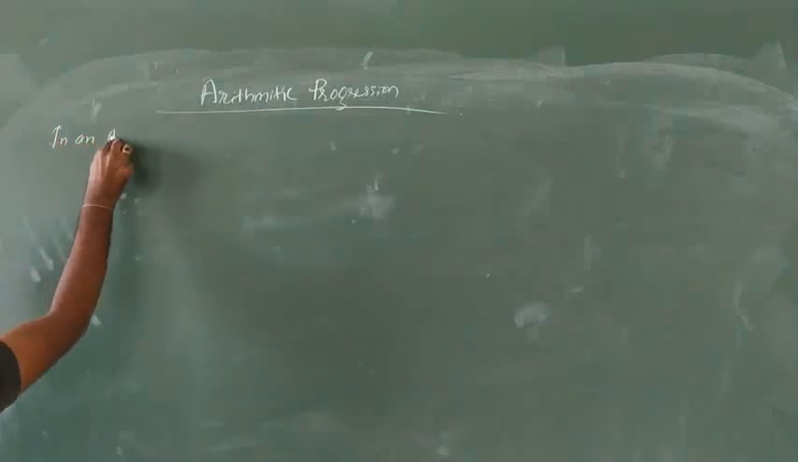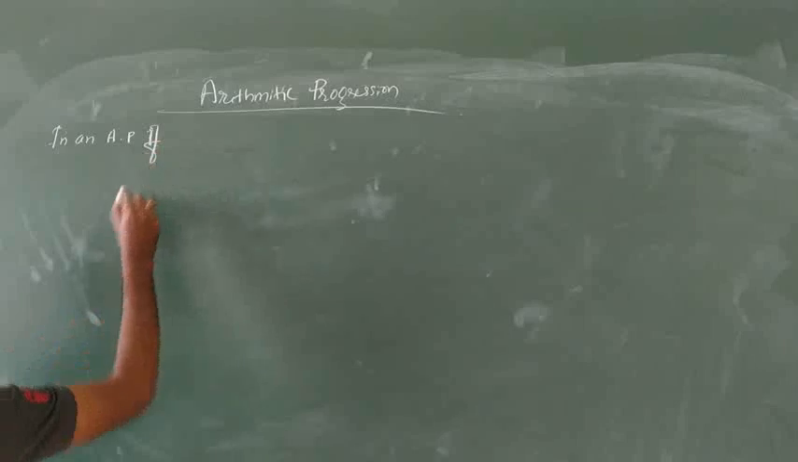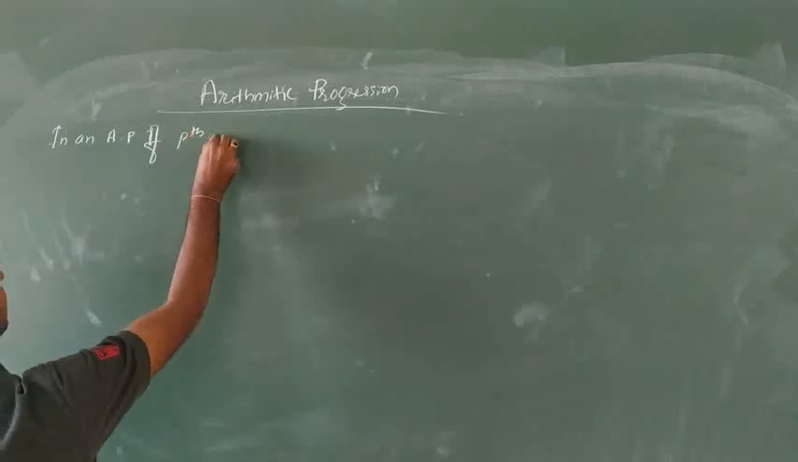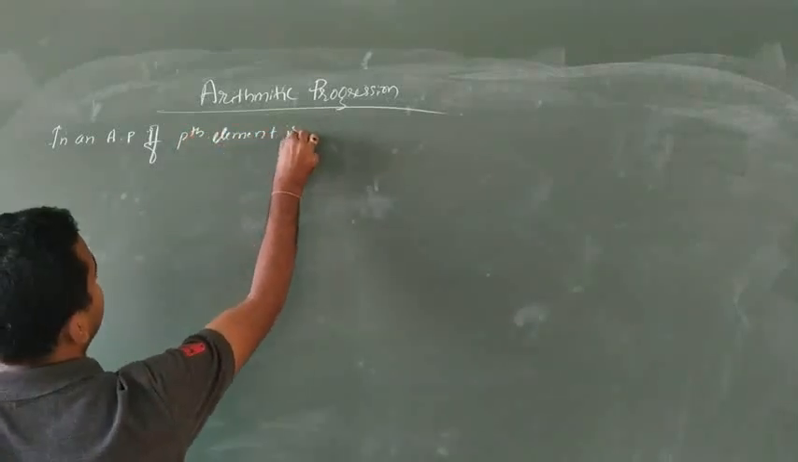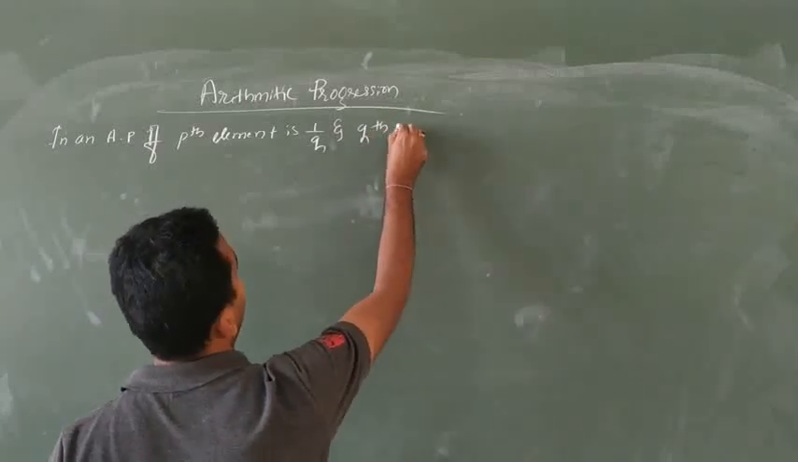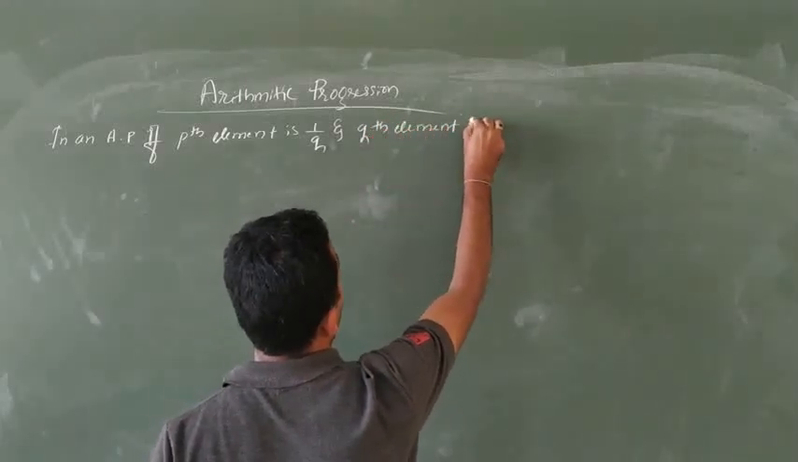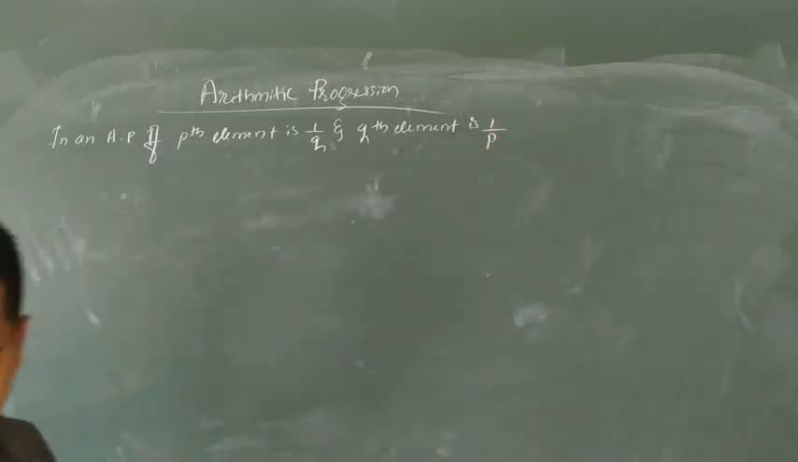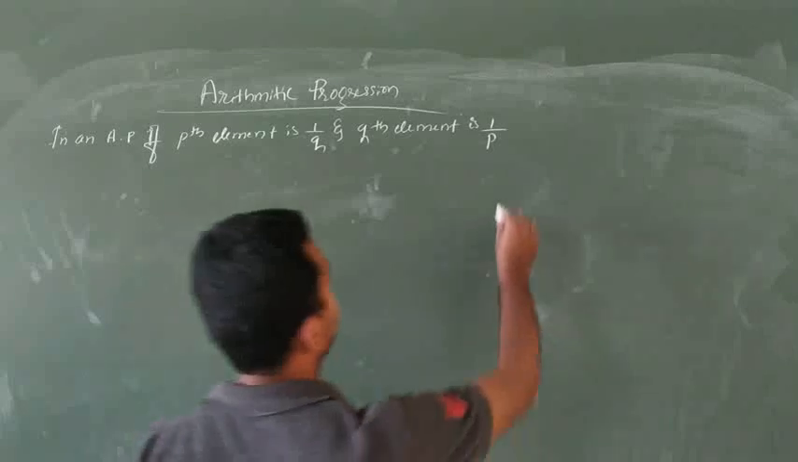In the sum of the first n elements of an AP. Okay, so the next one is, in an AP, if the pth element is 1 divided by q, and the qth element is 1 divided by p.